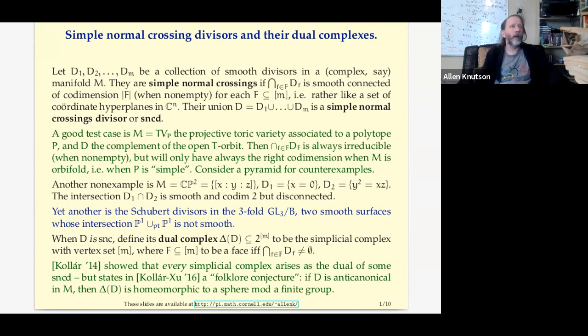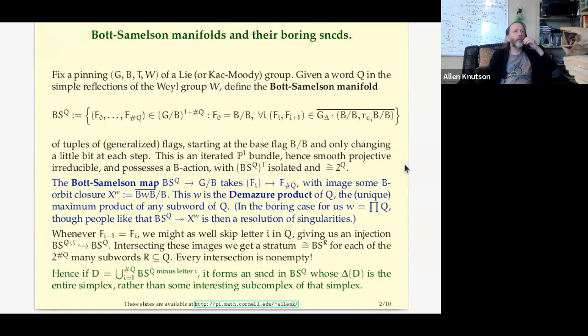But they're not too relevant. So here's a SNCD. Let's take a sequence of simple reflections, and you can think of simple reflections in type A. This is already an interesting thing to do in type A, what I'm doing right here, and I got to talk to Samelson about it at Stanford a long time ago when Samelson was around.